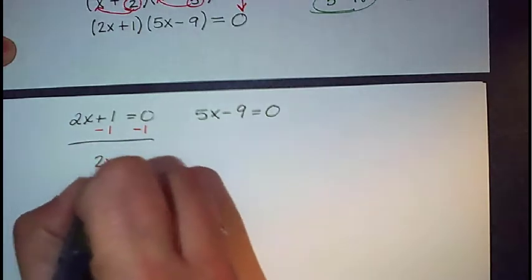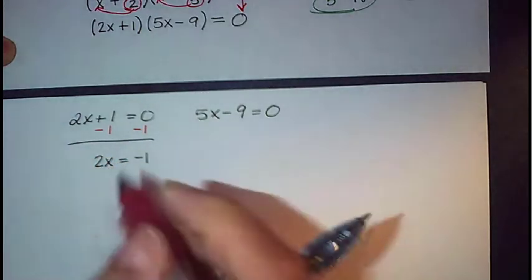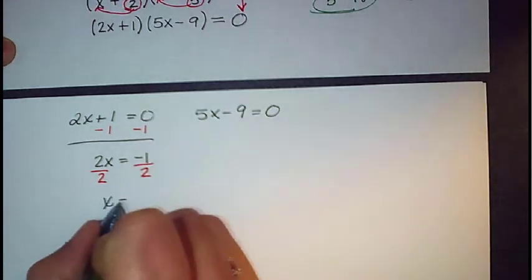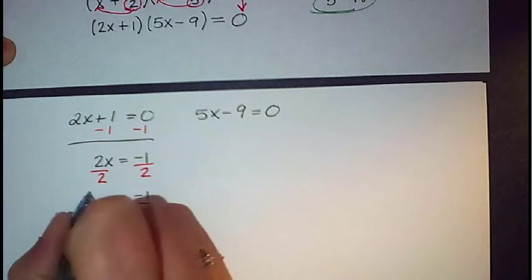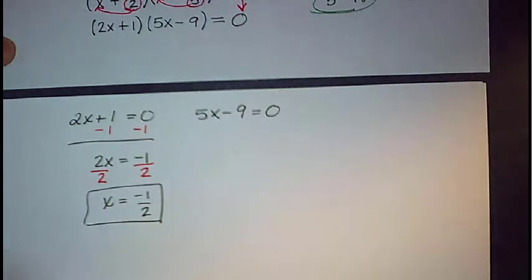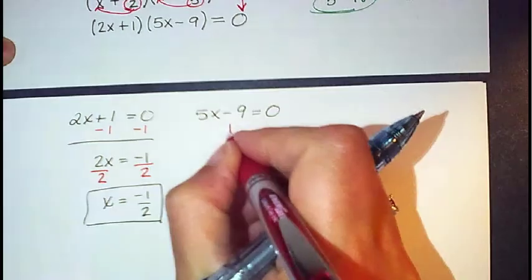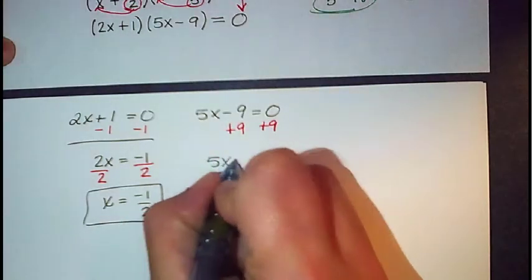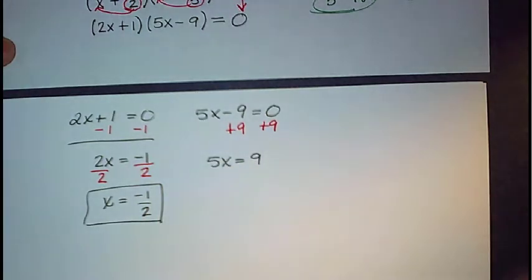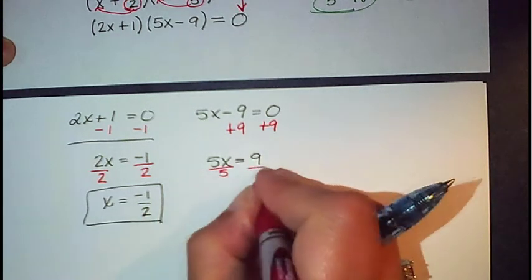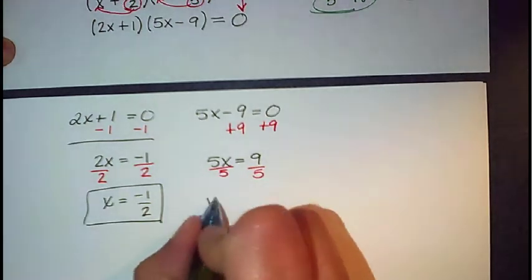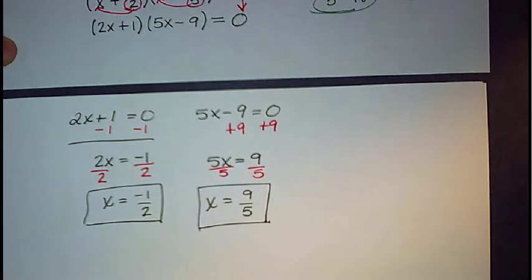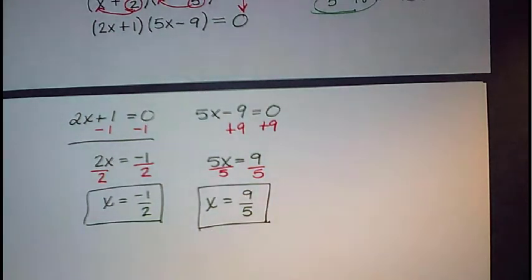So 2x equals -1. We're going to then divide both sides by 2. And so our x equals -1/2. And there's our first answer. But again, we still got to do this guy. So we've got to add 9 to both sides. 5x equals 9. Take that and divide both sides by 5. And our second answer is x equals 9/5. So there's our two distinct answers for our problem.